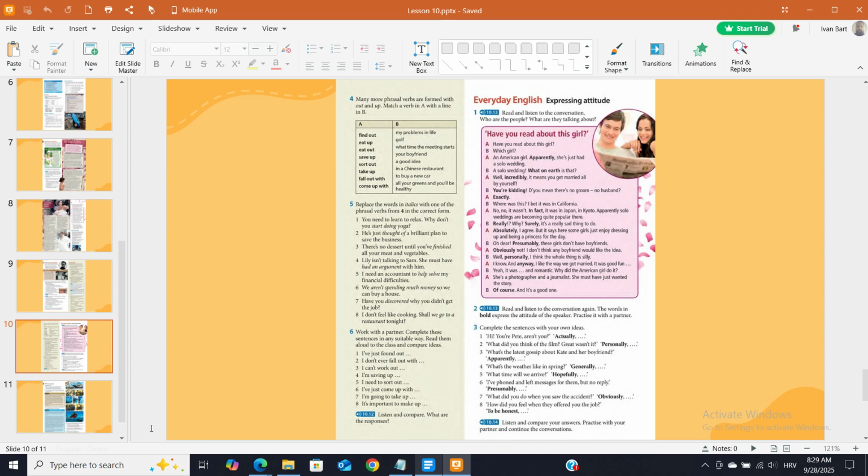Read and listen to the conversation again. The words in bold express the attitude of the speaker. Practice it with a partner. 3. Complete the sentences with your own ideas.